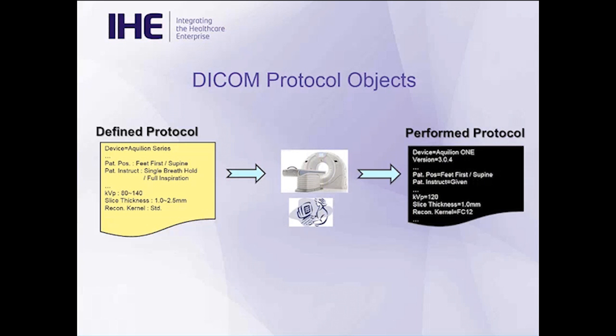And then when you've completed the scan, you can also create a performed protocol object. Now, the performed protocol object does go in the patient study series hierarchy, goes in alongside the images, and you can have a complete record of the exact parameters that were used for a particular study.